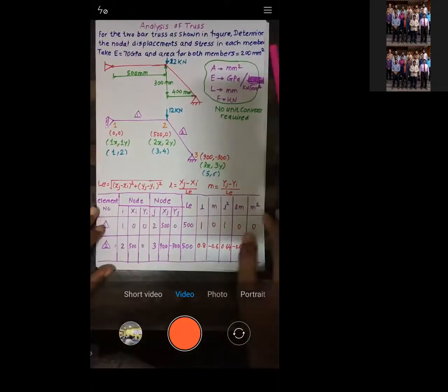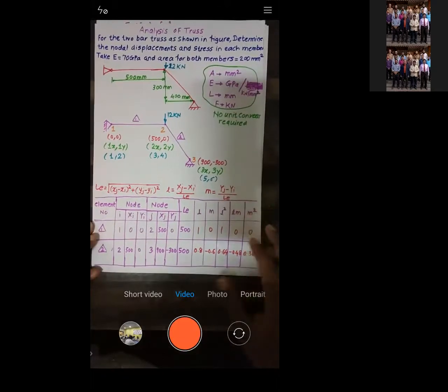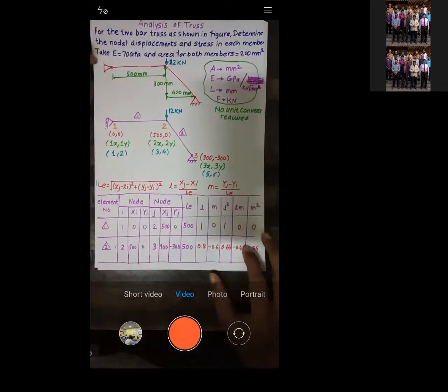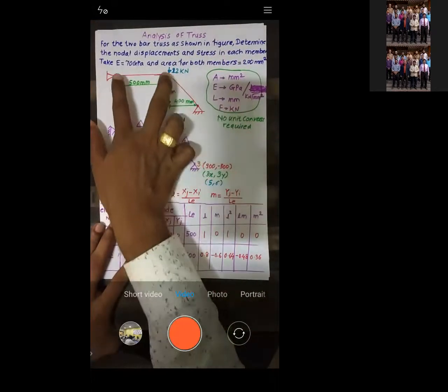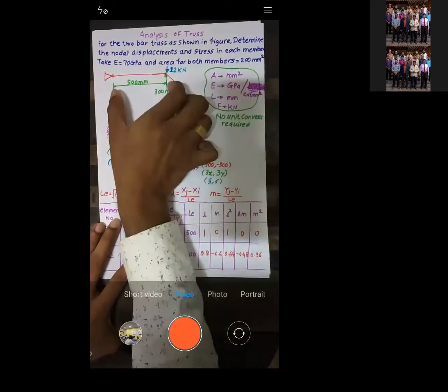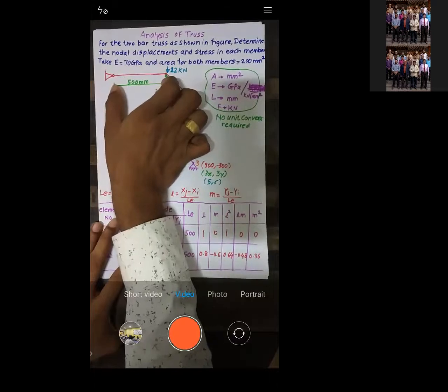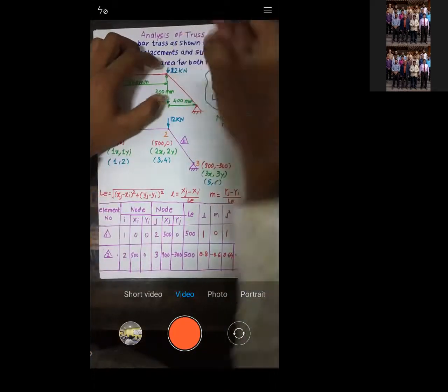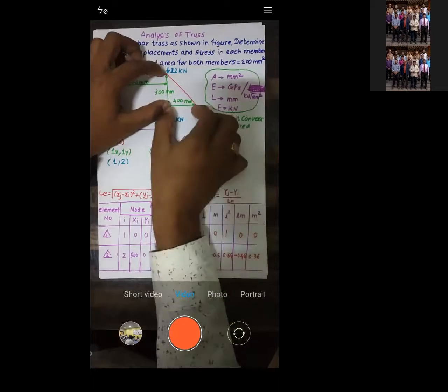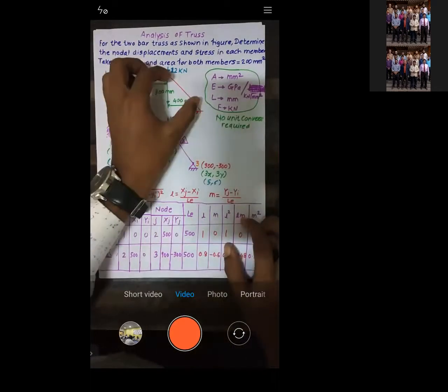In the last session, we started with one problem that belongs to analysis of truss. So this was the problem given. We have these two members. The length of the first member is 500 mm. For the second one, the length is not given. This distance is 300 and this distance is 400. So by using Pythagoras theorem, we have found out this length, right?